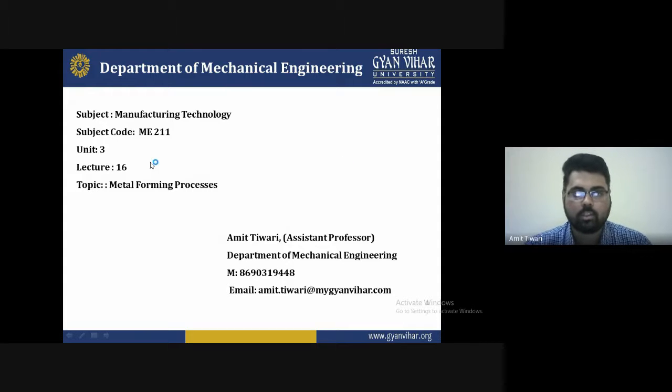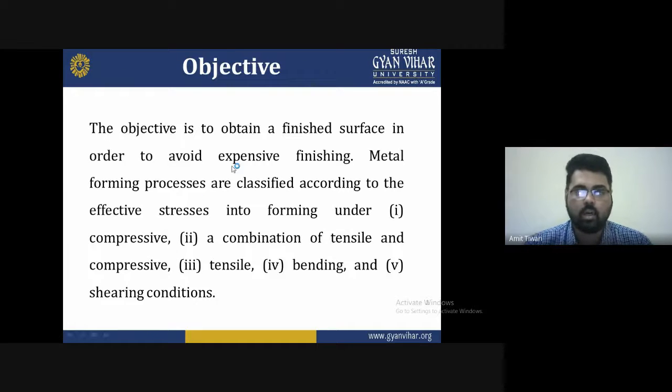Today is the 16th lecture of this series and the topic of today's lecture is the metal forming process. The objective of the lecture is to obtain a finished surface in order to avoid expensive finishing. Metal forming processes are classified according to the effective stresses: forming under first compression, second a combination of tensile and compression, third tensile, fourth bending, and fifth shearing condition.